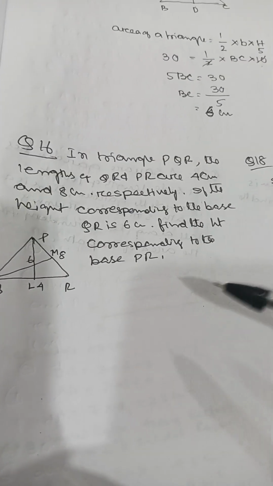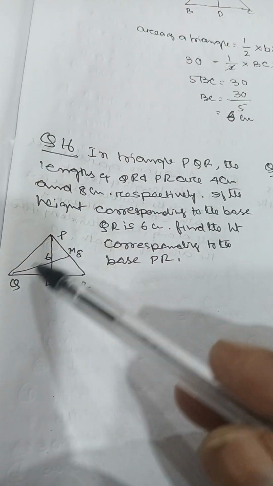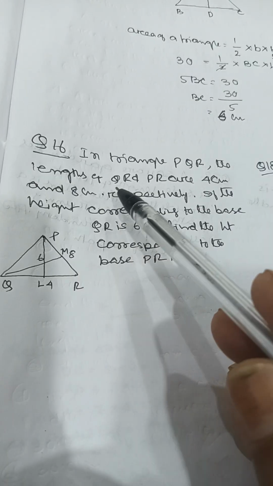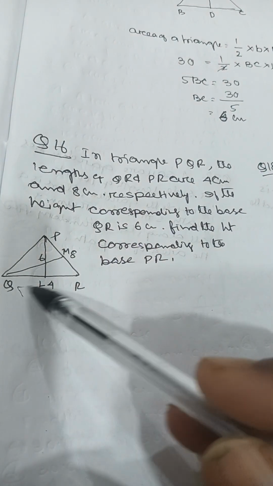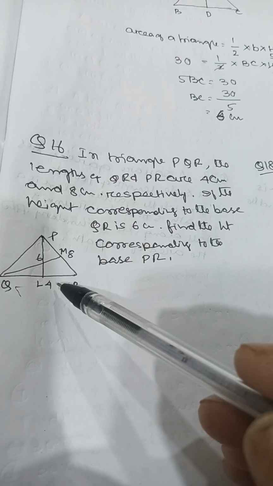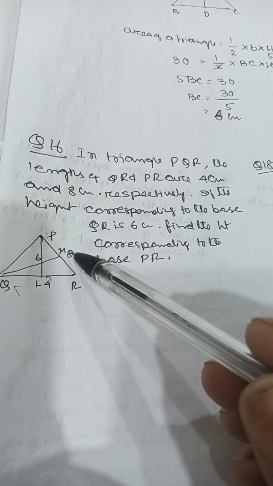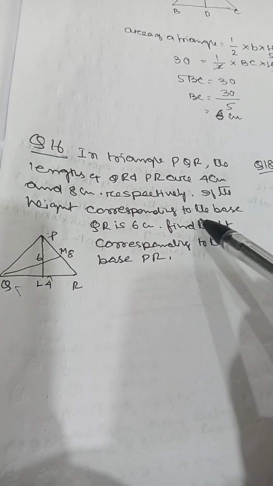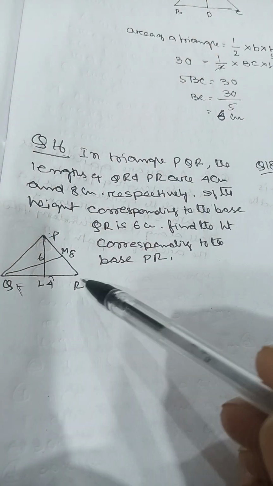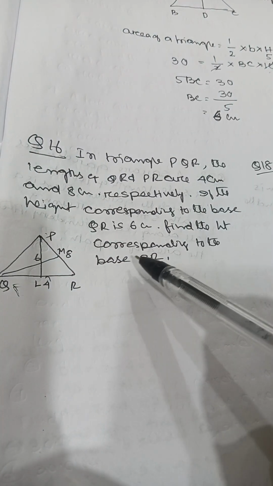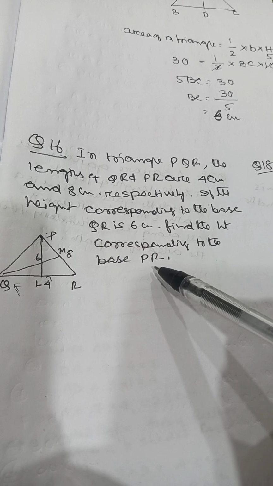Now another question. Question number 16. In triangle PQR, you see this is the triangle PQR. QR, its length is given 4 centimeter and PR, its length is given 8 centimeter. If the height corresponding to the base QR, that is PL, is given 6 centimeter, find the height corresponding to the base PR. That is, we have to find the measure of QM.